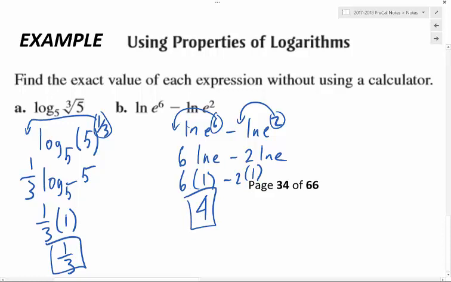So I was able to evaluate that without using a calculator. Now, if I had used a calculator, I'd get the same thing.